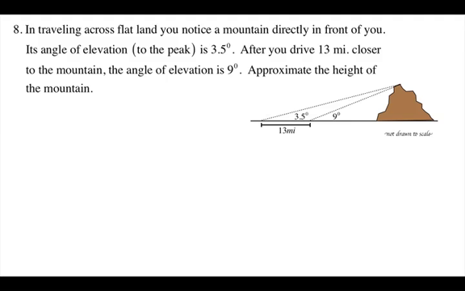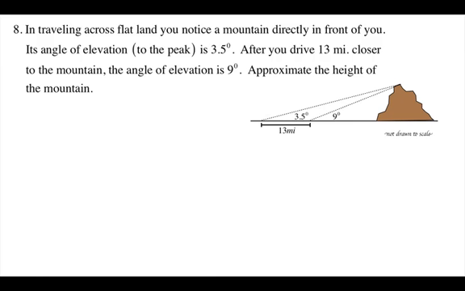So this is number 8. In traveling across flatland, you notice a mountain directly in front of you. Its angle of elevation to the peak is 3.5 degrees. After you drive 13 miles closer to the mountain, the angle of elevation is 9 degrees. Approximate the height of the mountain.